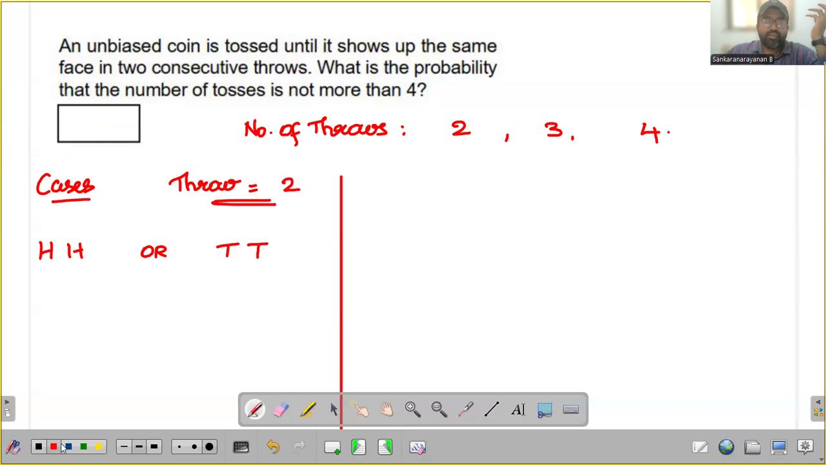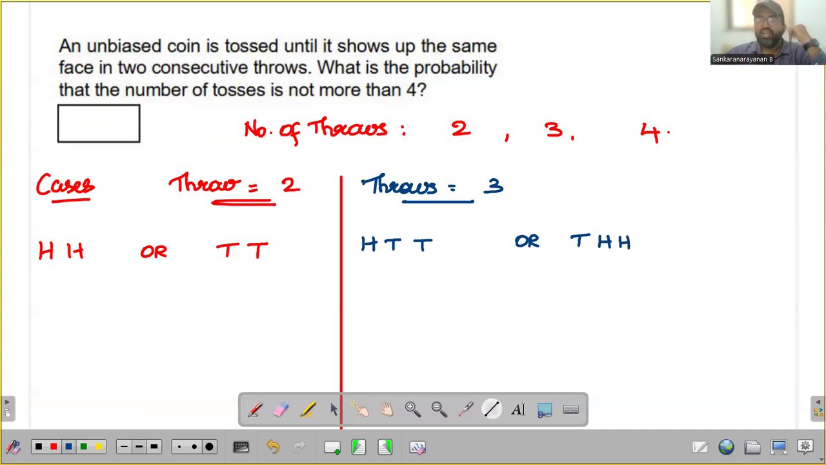Now in the same way, if the number of throws is equal to 3, you can see the success will happen if it is head, tail, tail, or tail, head, head. Got it? So here also in successive throws, you end up seeing the same face. So for number of throws 3, this is how the success comes.